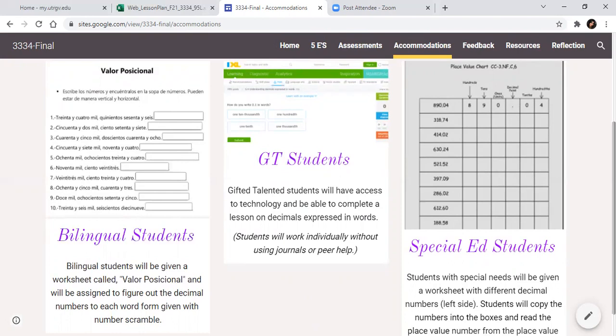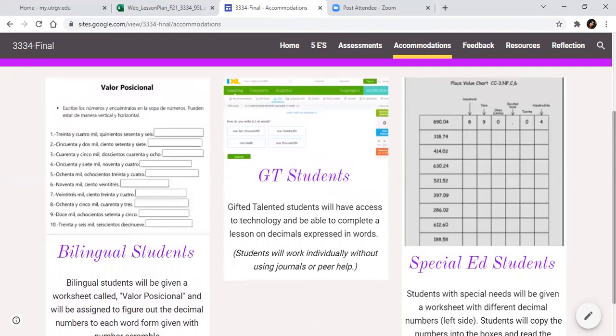Now, this is only for my bilingual students. The worksheet will be provided in Spanish. Okay, for my gifted, talented students, they will have access to technology, which is the website IXL, and will be able to complete a lesson on decimals expressed in words. Now, for this assignment, students will work individually without using journals or peer help.